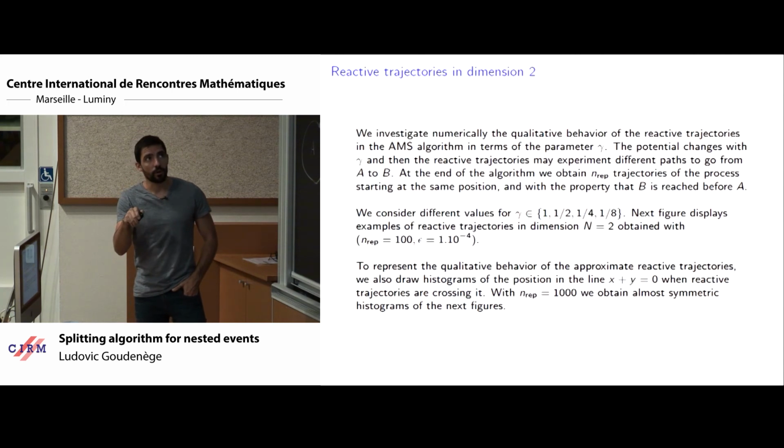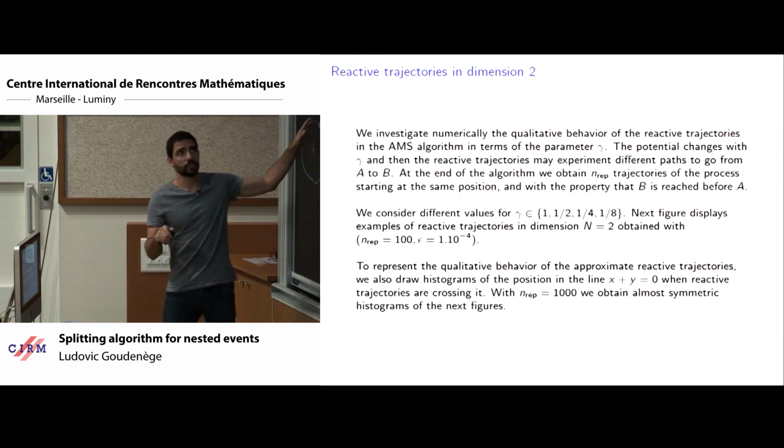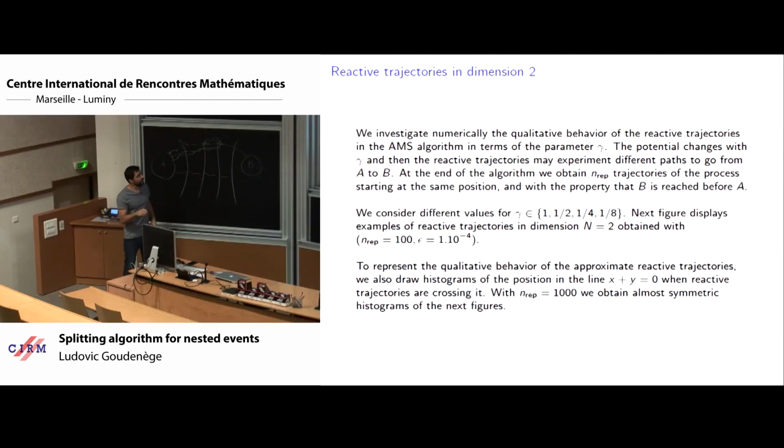I use only 100 particles, and I have a very small noise, 10 to the power minus 4. This is the size of the noise. So essentially the particles have some deterministic behavior, but there is a little agitation in the trajectories, and the dimension is very small. Only 2, just to see some things and to draw some things.